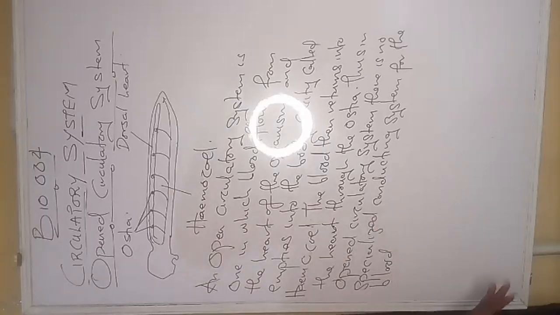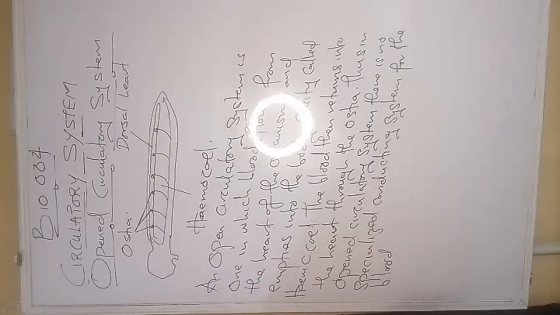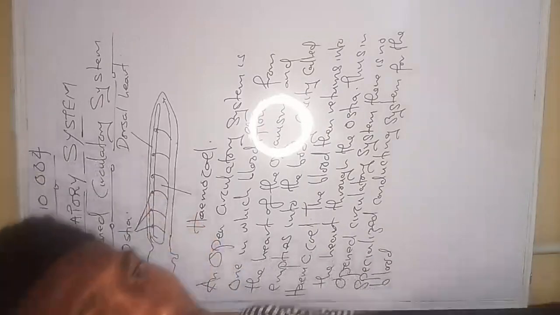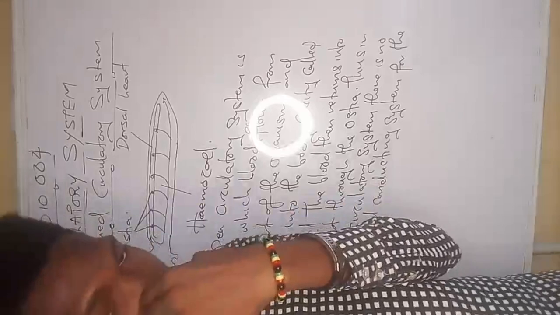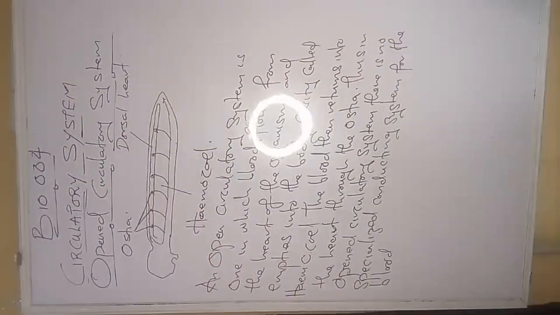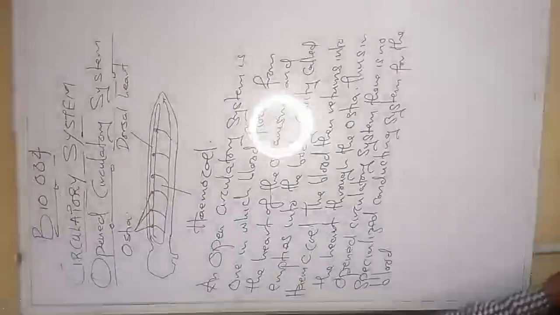So are we done with this one? Can I wipe this off and go on, so that we can go to the second type of circulatory system that we have, which is the closed circulatory system? Can I move on? Are we good to go? I think I can go on.